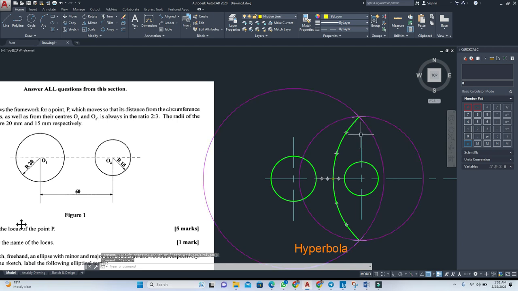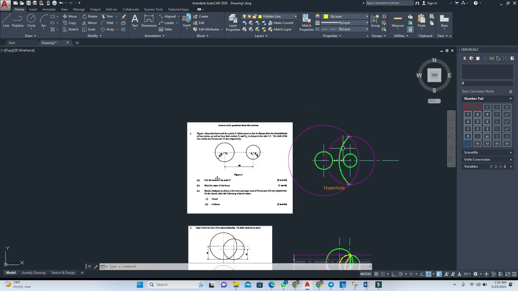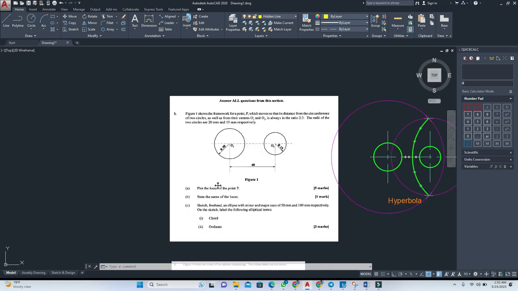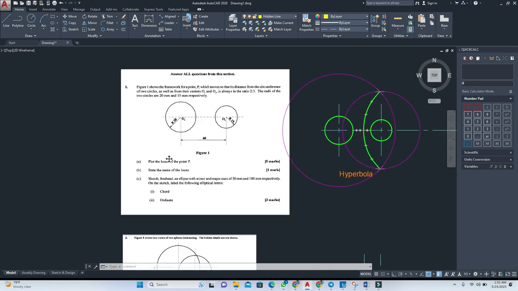Now you don't need a lot of division points, especially if you're using AutoCAD. The more points you have, the smoother your curve is going to be, so you don't need to worry about that. Once you have completed all the points, you simply draw a spline line through the points that have been traced. And this would be the first question here. And as I said before, it is a hyperbola.